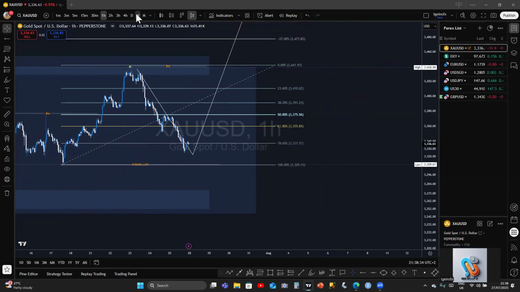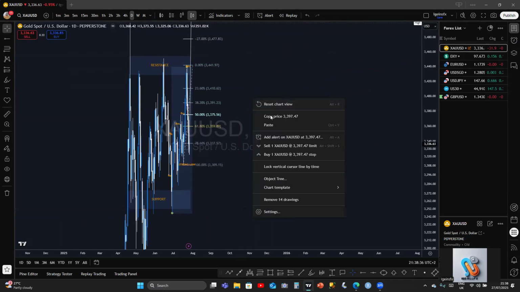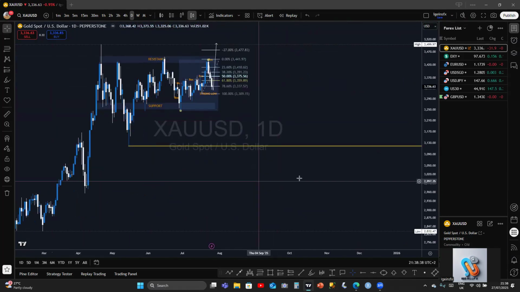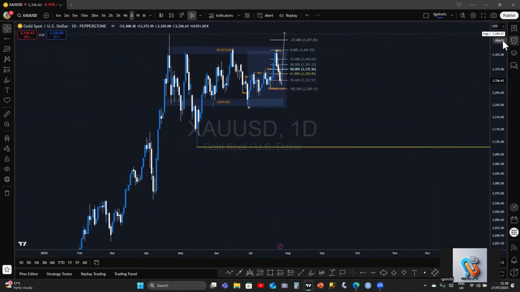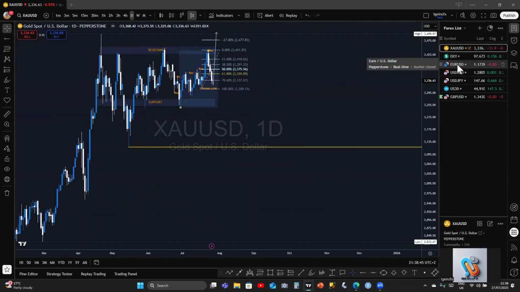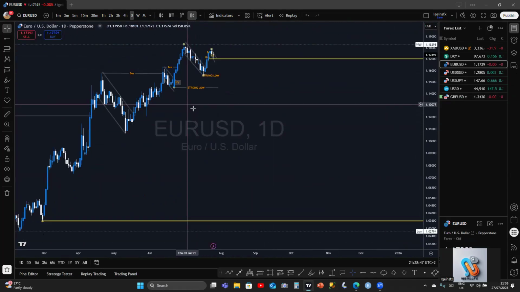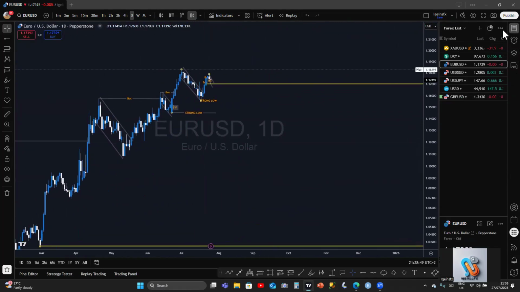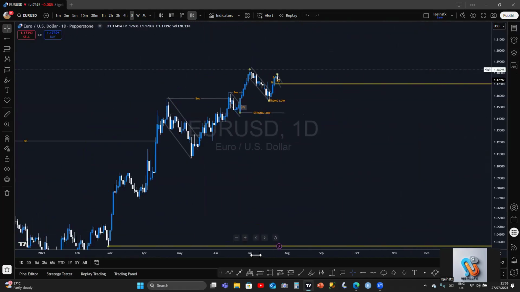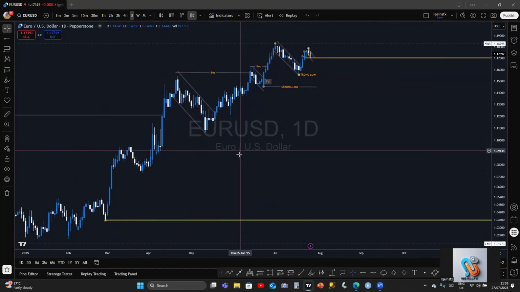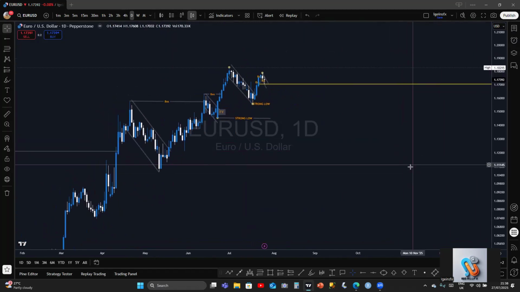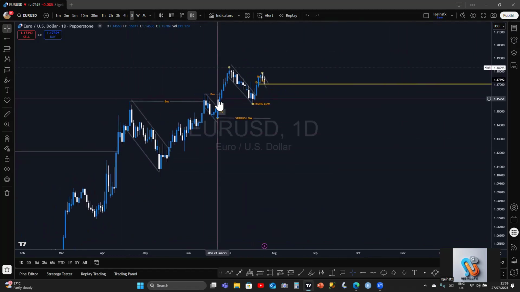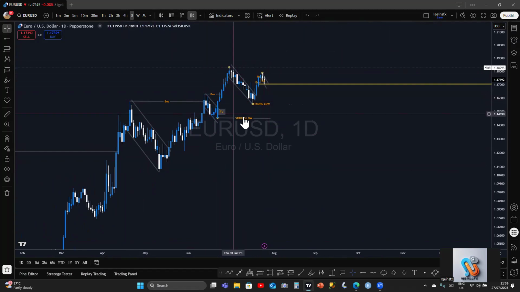So let's take another pair, which is Euro USD. One thing I like about Euro USD is that it gives a pattern, then it pushes. It gives a pattern and pushes. So this one is very simple to trade.